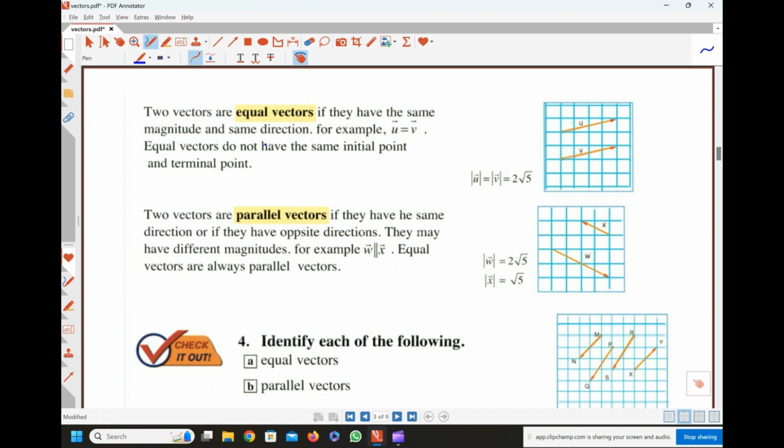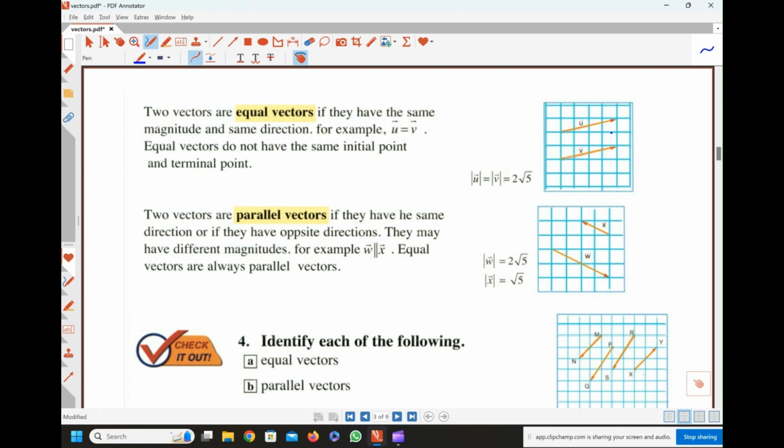In order to have equal vectors, we should have the same magnitude and the same direction. So let's take a look at the given figure, vector u and vector v. They are parallel to each other. They have the same magnitude and the same direction. They are pointing in the same direction, see? And they have the same magnitude. How do you know if they have the same magnitude?